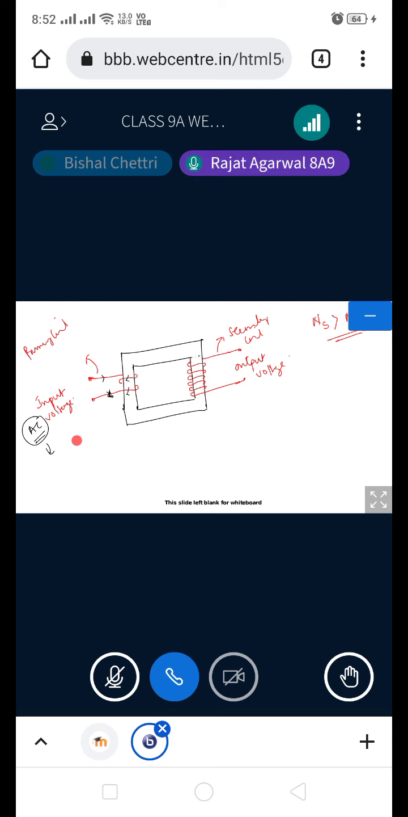Yes, sir. So the magnetic field lines which are being produced in the primary coil due to the variable current, whatever magnetic field lines will be produced over here, will get linked with the secondary coil or not?